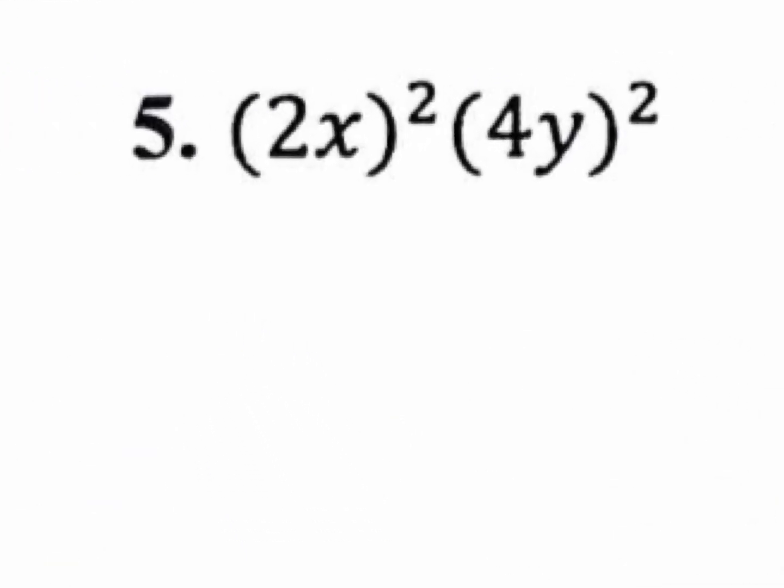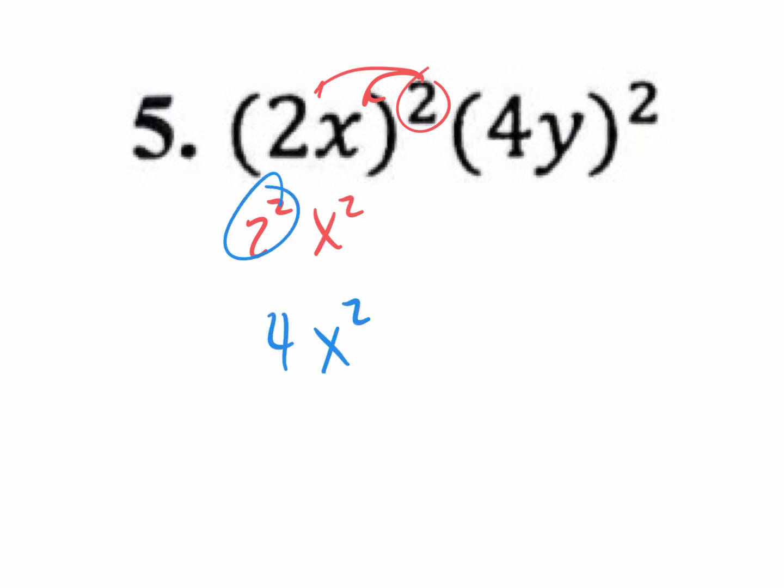Number 5, anytime you have parentheses with an exponent on the outside, you distribute that outside exponent in. So that goes right there. You'll have a 2 squared. That goes right there. You have an x squared. What is 2 squared? That's 4. So you have a 4x squared.